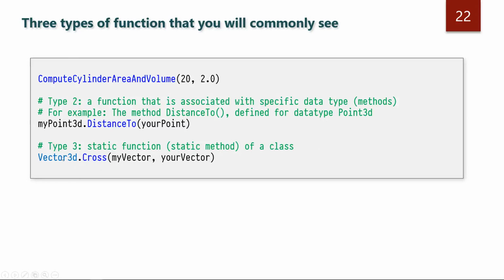But anyway, the way you use it is that you have to prefix, because this function is a static function defined within the data type Vector3D. Then when you want to use it, you have to say the data type name first, then dot, and then Cross, and then just the input parameters.